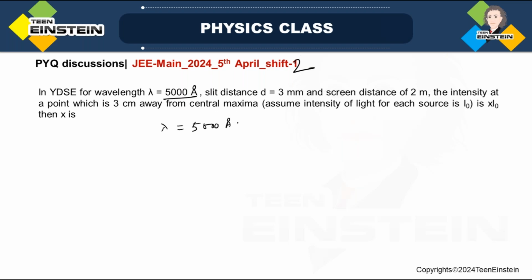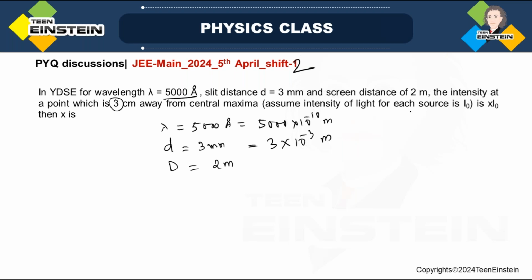That means 5000 into 10 to the power minus 10 meter if I want to convert into meter. The slit distance, that means small d, is given as 3 millimeter, that means 3 into 10 to the power minus 3 meter. The screen distance, capital D, is given as 2 meters. The intensity at a point which is 3 centimeter away from the central maxima.